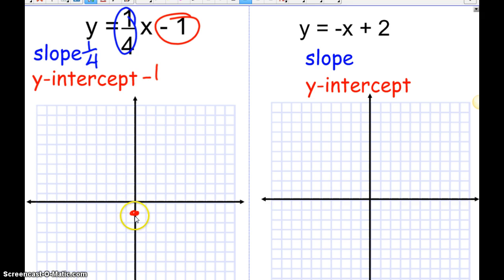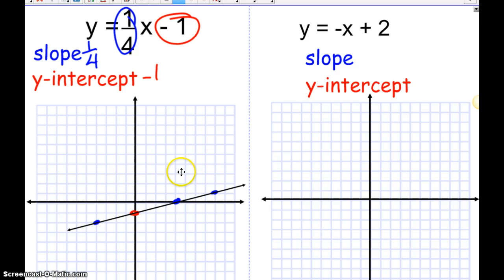From the point that I just made, I'm going to move up 1 to the right 4. 1, 2, 3, 4. And up 1 to the right 4 again. 1, 2, 3, 4. I could also go down 1 and back 4. Then I just grab my line tool. Zoom. Got it. All right, next one.